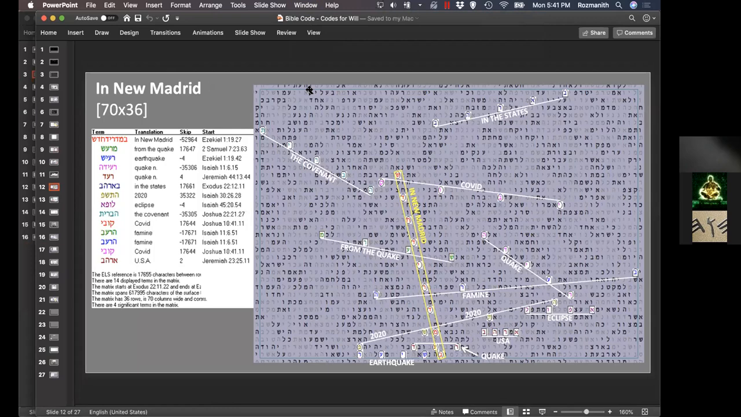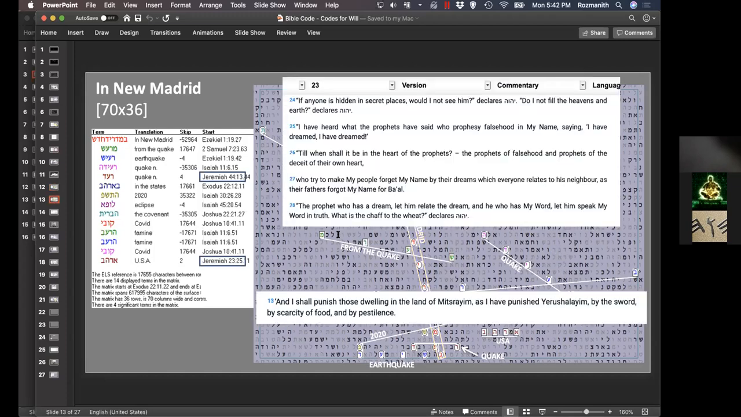searching the terms that Brother Chris had in his New Madrid table, finding it in Code Finder. I'm not sure if it was in the same book he had it in or not, but it was the same terms. And then in this table, having two particular things, I believe it was quake at a skip of four, which I believe is this one, in Jeremiah 44:13, and then USA at a skip of two, which is this one, in Jeremiah 23:25.